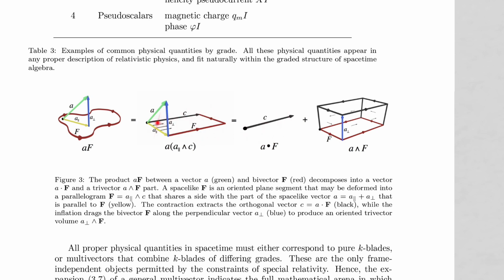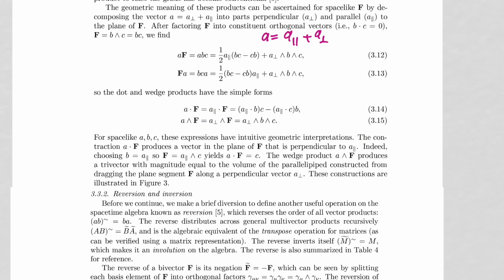Here now we choose F equaling A parallel times some vector C, and this vector C is one of the pieces of our space-time product of A and F. And the other piece, of course, is F in any shape, just dragged through the rejection part of A. That's the last thing they say here. The wedge product produces a trivector with a magnitude equal to the volume of the parallelepiped constructed by dragging the plane segment F along a perpendicular vector A. These constructions are all illustrated in Figure 3.